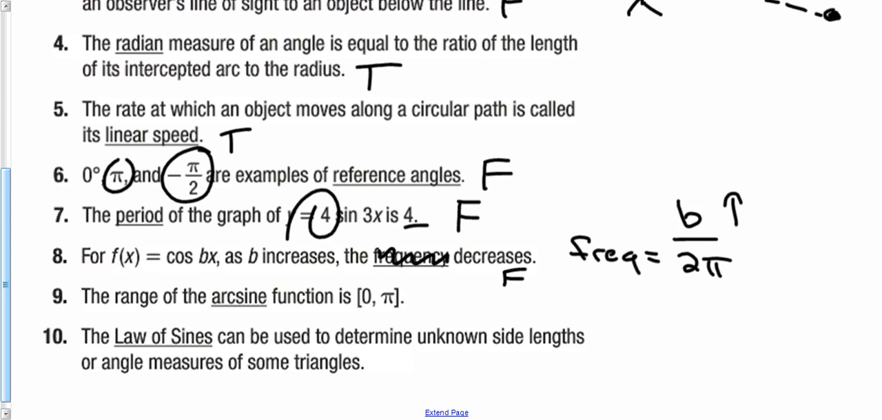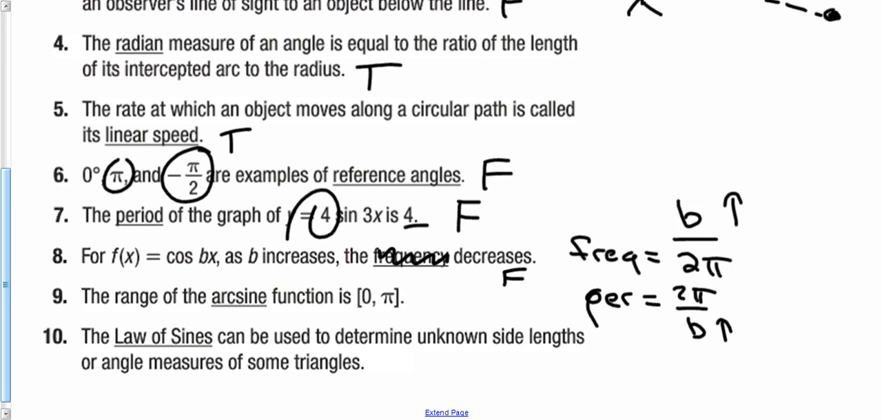But what can we replace frequency with? Okay. If I replace frequency with this inverse, with the period, which is equal to 2 pi over b, okay, if I make b go up now, as the denominator goes up, the fraction gets smaller and smaller, so the period decreases.